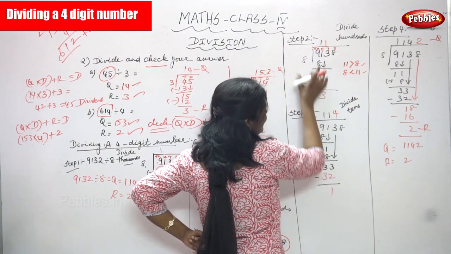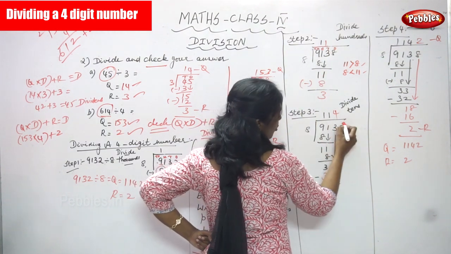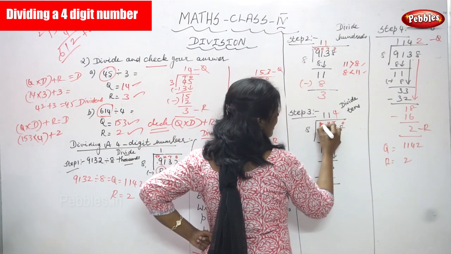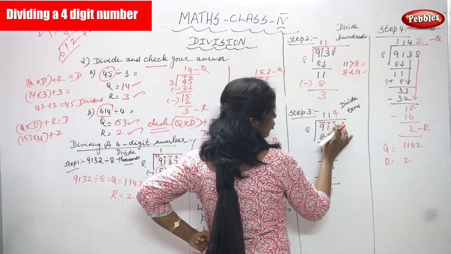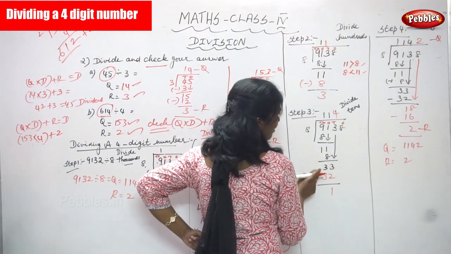This step 2 process is over. And step 3, divide tens. This is ones, this is tens, this is 100 and this is 1000. So I'm focusing on the tens place value. Up to this, you know that the remainder is what?